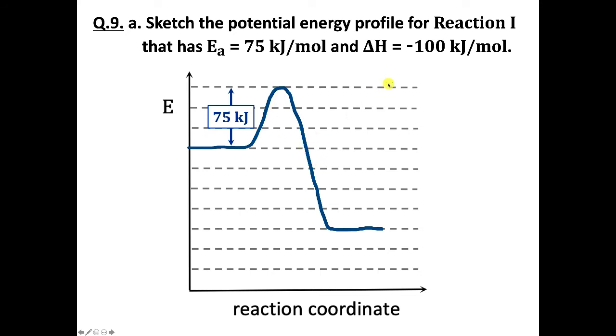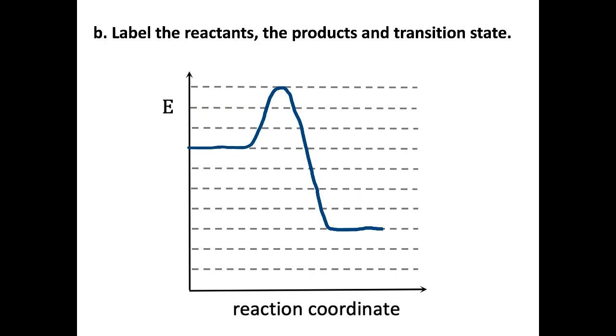of the hill. And then the delta H is a negative number, and the delta H is the difference in energy between the reactants and the products. Since the delta H is a negative number, that means the reaction is exothermic, gives off heat, and so the products are lower in energy than the reactants, by 100 kilojoules per mole. So that's the potential energy profile, and those are the values that let you make it to scale.